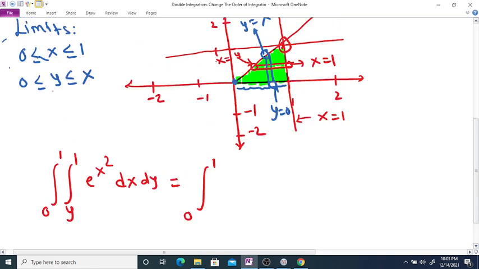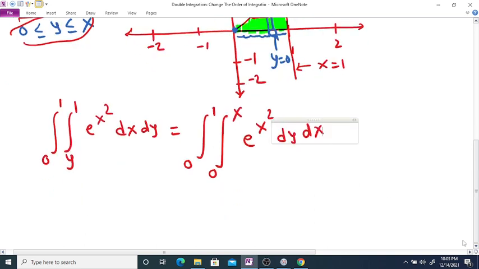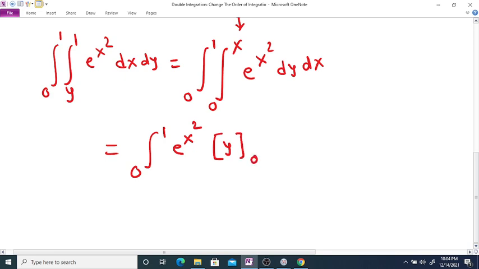You can see here this is the new limit of x, and this is the new limit of y, then the integral from 0 to x of e raised to x square dy dx. Here the limit of y is given in terms of x, so first we are going to evaluate the integration with respect to y. e raised to x square is a constant term, so take it outside. Integration of dy is y from 0 to x, dx.